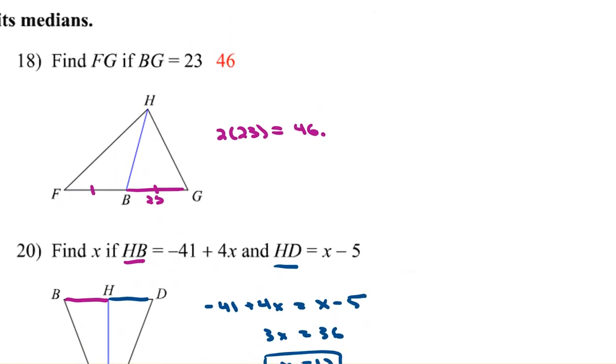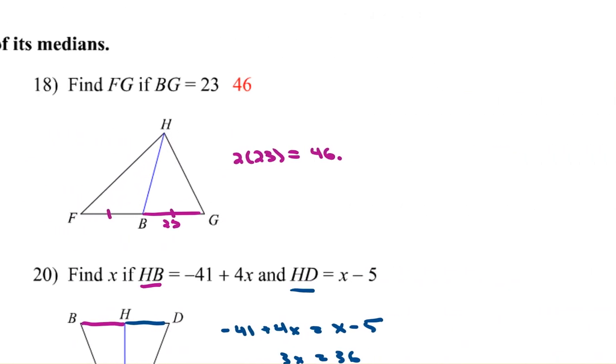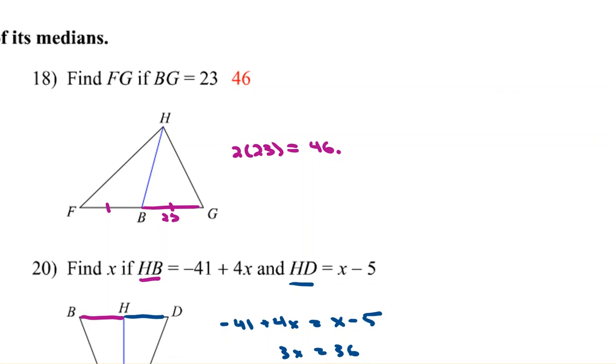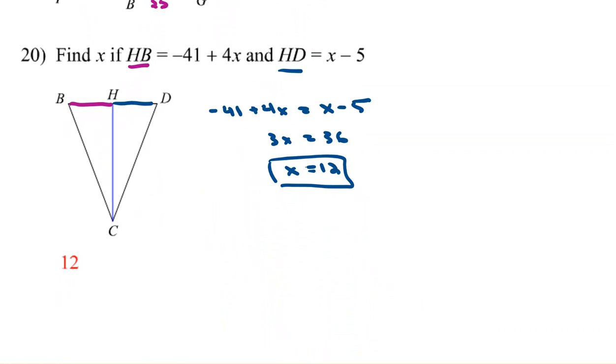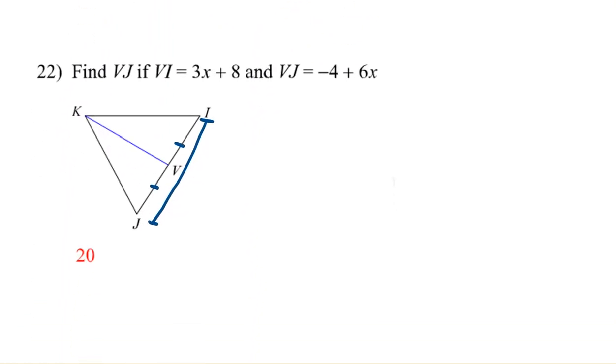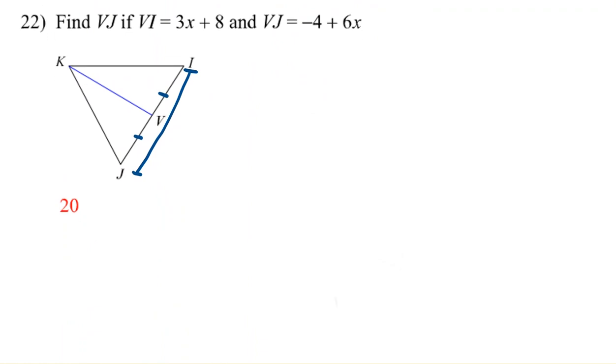Again, we have medians. Cutting it in half, we just have to multiply one of these parts by 2 to get 46. Down here, we know we have a median, so each of these parts are equal, so we just set them equal to each other and solve. Number 22 is similar to the one before. I just reminded students to be aware of what is being asked, given the longer one and a shorter one, find x. That's always a good one, so look in your notes for that one.